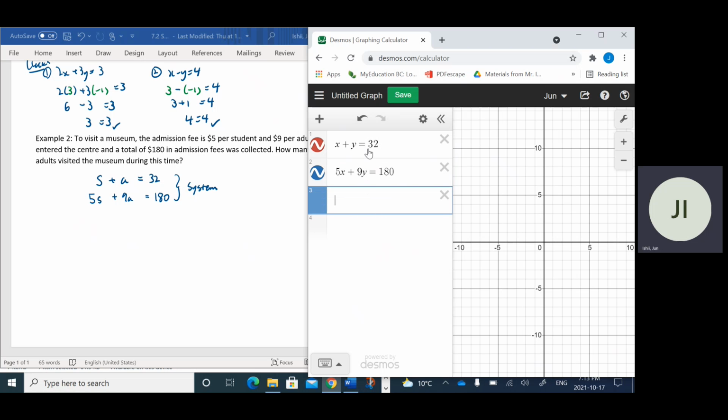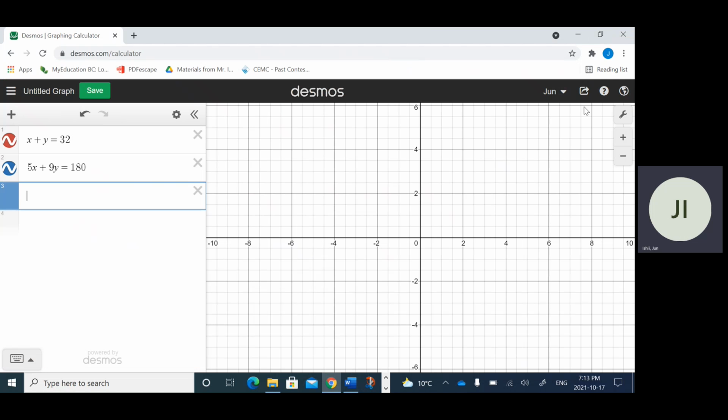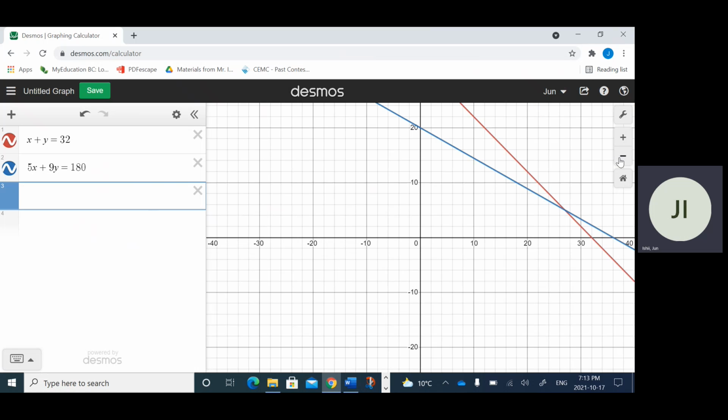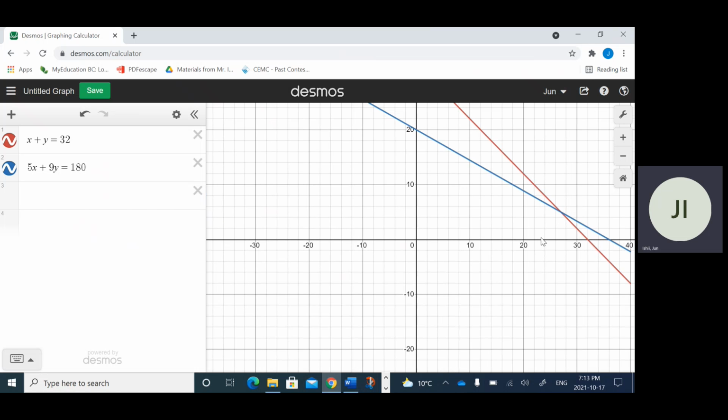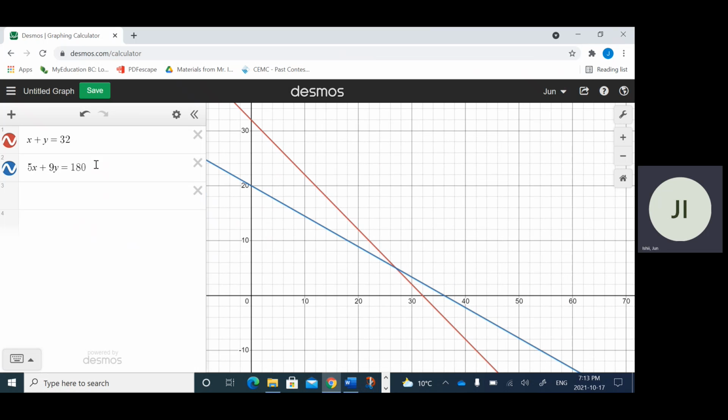So here I've inputted it, and I'm just going to enlarge this screen. You don't see anything on here because we're zoomed in too far. So what I'm going to do is zoom out, and here we go. These are my 2 lines. The red line is this one, and the blue line is the second line. To find the solution, it is basically where the 2 lines cross.